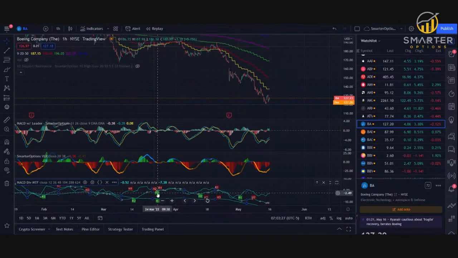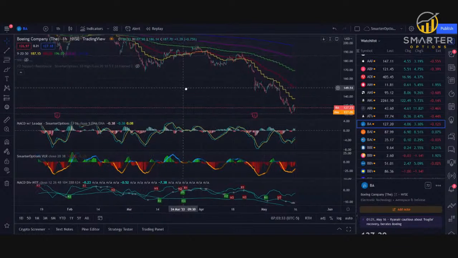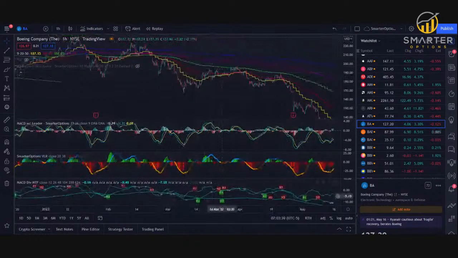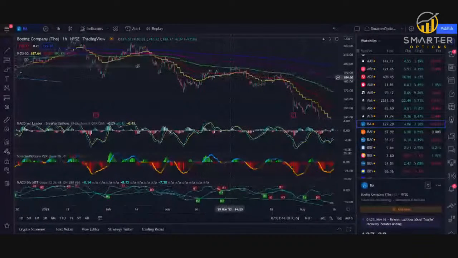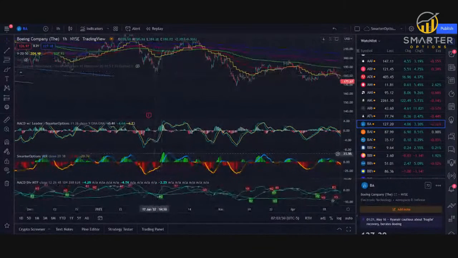So H1 means a hidden divergence on the 1 hour chart. R2 means a regular divergence on the 4 hour chart. And you can see when we get an R2, how much more of the move we get as compared to an R1. So here's a hidden, it went from 189 down to 184. And here's an R3.